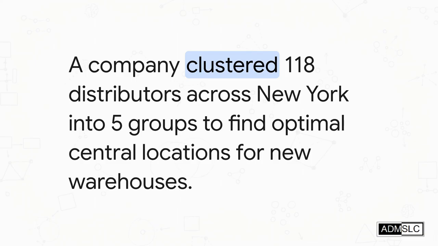Okay, now let's fast forward to a modern business problem. A textile company in New York had 118 distributors, and they needed to figure out the best spots to build 5 new warehouses. So what did they do? They used k-means. They clustered their distributors by location, setting k to 5. The algorithm created 5 geographic groups, and the centroids of those clusters gave them the exact optimal coordinates for each new warehouse, saving them a ton of money on delivery costs.